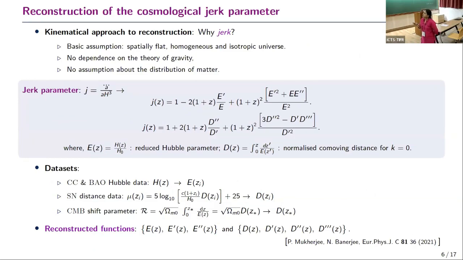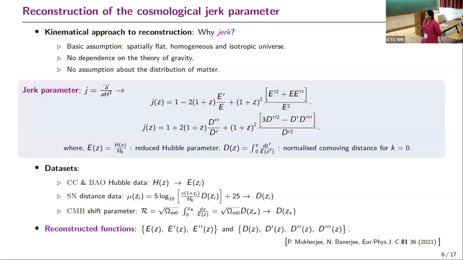First I will talk about the reconstruction of the jerk parameter. We all know that the universe is undergoing an accelerated expansion. So the next higher order derivative we are interested in is the third order derivative of the scale factor, that is the jerk. For lambda CDM we know j is 1. So any deviation from j equals 1 will lead to a model which is different from lambda CDM. We assume that the universe is spatially flat and homogeneous on large scales, and no dependence is made on the theory of gravity and no assumptions regarding the distribution of matter. So the jerk parameter can be rewritten as a function of my observables, the Hubble parameter and the co-moving distances, as a function of redshift.